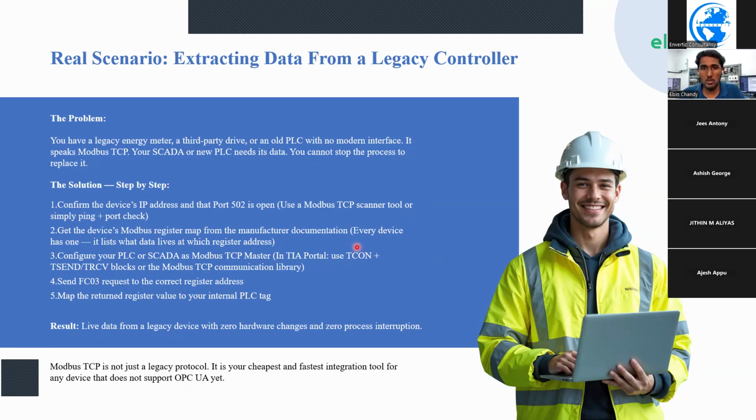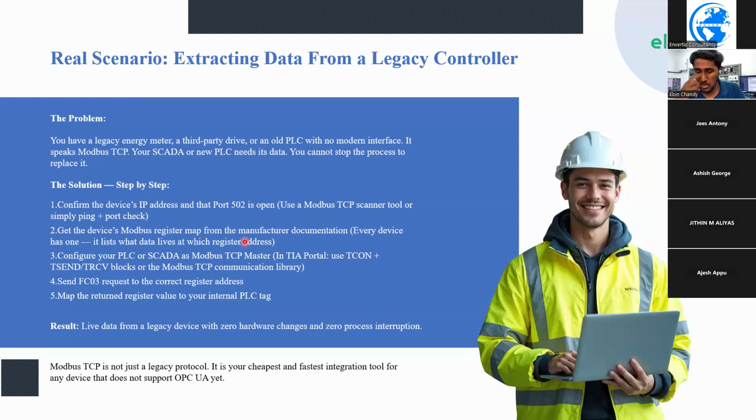Every Modbus device will be having a Modbus register map. All the parameters, like your speed set point, your pressure, your level, every parameter related to that device will be listed with the address. So you can get the register map from the manufacturer's website. You can download it.